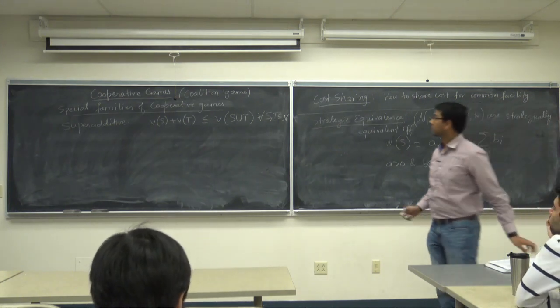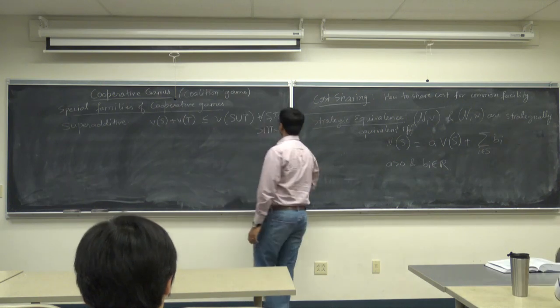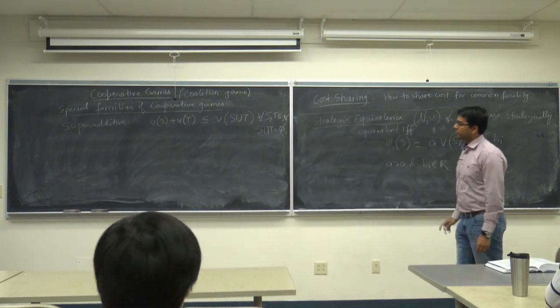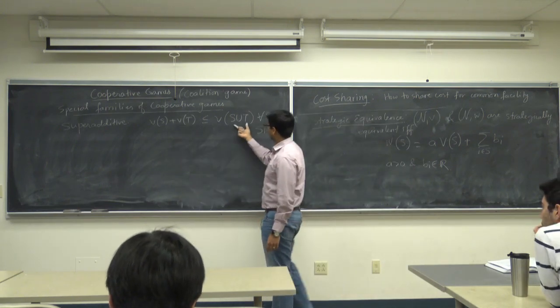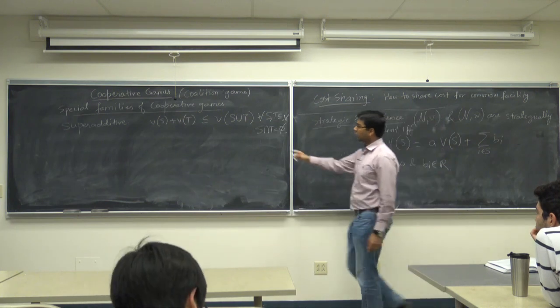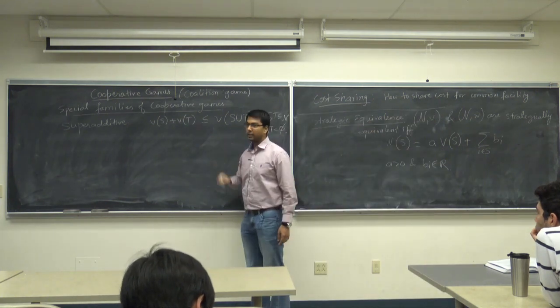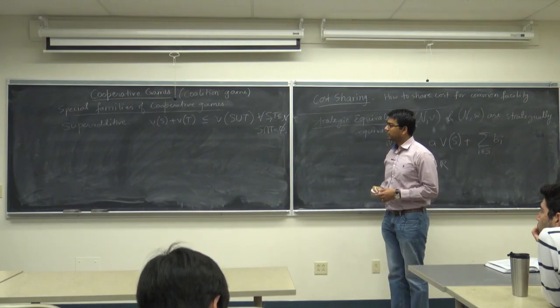Yeah, disjoint. So S intersection T is a null set. Okay, so S and T are disjoint sets. If you form a coalition of the agents or players in S and T, then the total value can only increase. Okay, it cannot decrease. It's at least the sum total of the individual values.